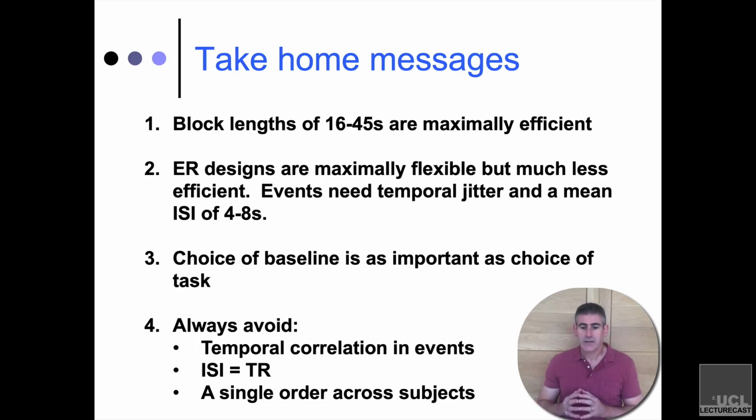And then finally, there are just a few things that you want to avoid anytime you design an MRI experiment. One is you want to avoid temporal correlation in events. If you're interested in the event structure of a trial, make sure that you build temporal jitter into the nature of each trial so that you can separate out different parts from each other. Always avoid making sure that the interstimulus interval, the time difference between trials, is either the TR or a multiple of the TR. You don't want an integer multiple. So don't have events that are 3 seconds apart or 6 seconds apart, etc.